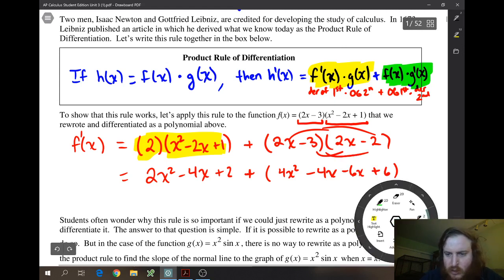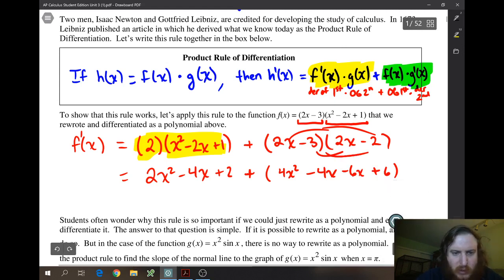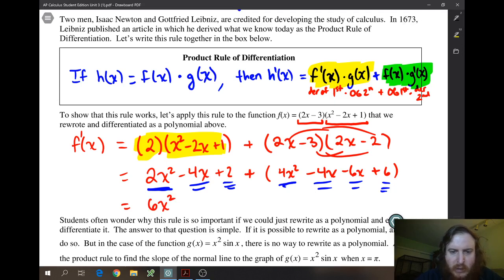Okay, and now we can just combine like terms. Whenever I combine like terms, I always underline my squareds one time, and then my x terms twice, and then my constants 3 times. So this gives us 2x squared plus 4x squared is 6x squared. Negative 4x minus 4x is 8x minus 6x would be minus 14x. And then positive 2 and positive 6 is plus 8.